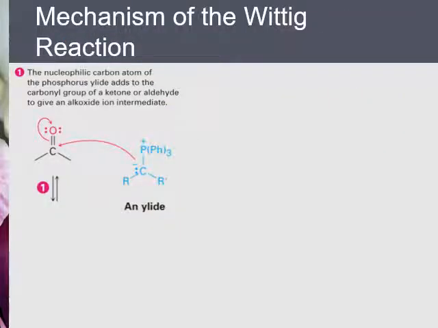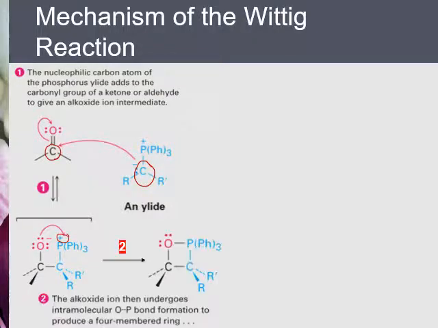Here is the mechanism of the Wittig reaction. Since the carbon in the ylide has a negative charge, it undergoes nucleophilic addition to attack the positively charged carbon, forming a carbon-carbon bond. At the same time, the pi bond between carbon and oxygen moves to oxygen, forming an alkoxide intermediate. In this intermediate, oxygen has a negative charge, phosphorus has a positive charge, and they combine to form a 4-member ring intermediate.